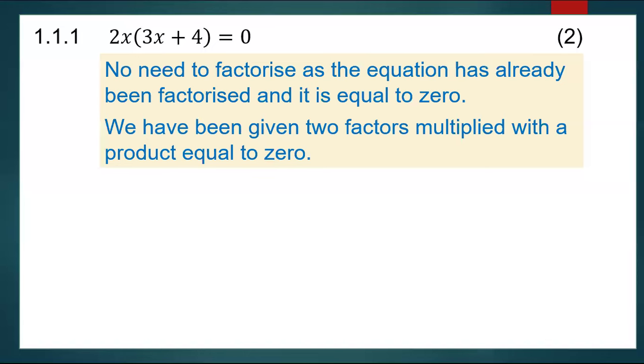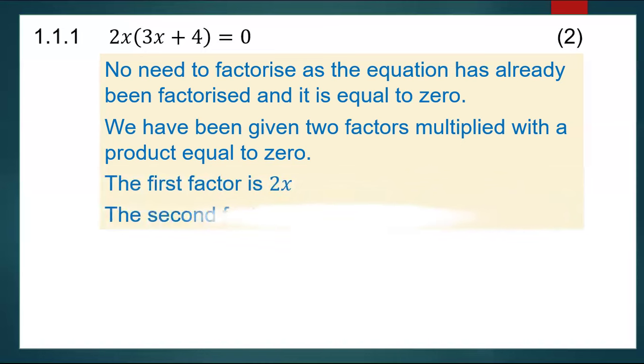We only have one term on the left-hand side, which is equal to 0. It's one term because brackets make a term 1 and it's multiplied with that 2x. Now, inside the bracket you have a binomial, and it is multiplied by a monomial. These are the factors. We call them factors. The monomial will be 2x and the binomial will be 3x plus 4.